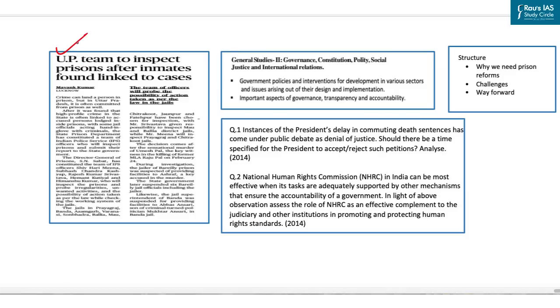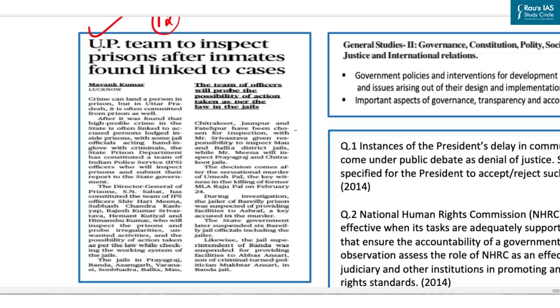Let's begin the discussion. Now let's start our session with our first article which appeared on page number 12 in the Hindu newspaper. Context of this article is that Uttar Pradesh State Prison Department has recently constituted a team of Indian Police Service officers who will inspect prisons and submit their report to the state government. This development comes after it was found that high-profile crime in the state is often linked to accused persons lodged inside prisons, with some jail officials acting hand in glove with criminals.